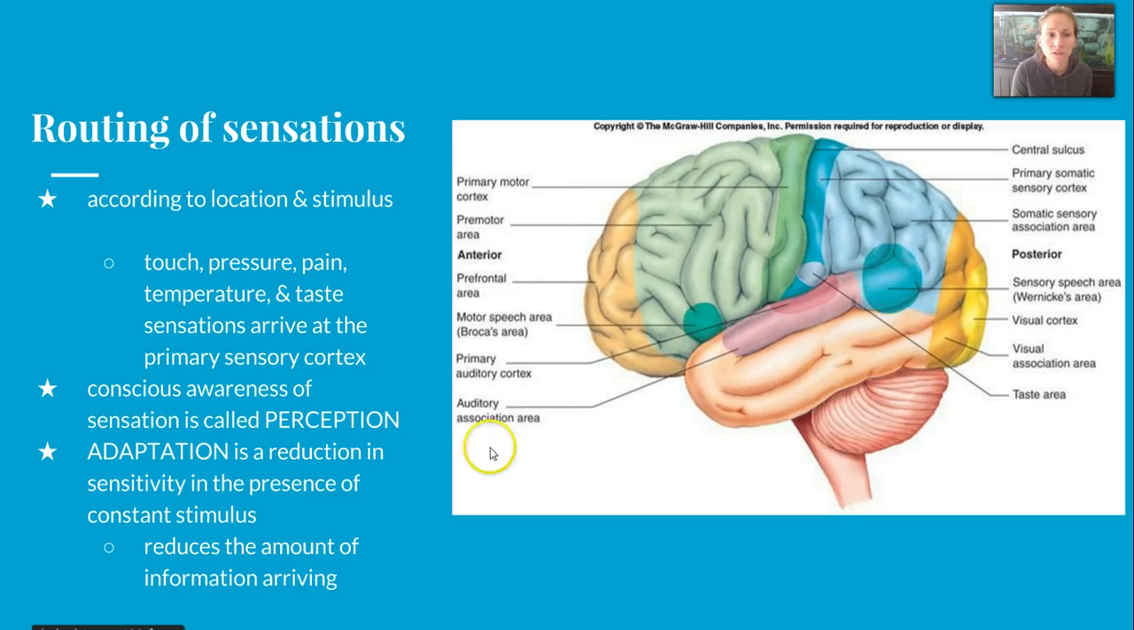The routing of sensations is according to location and stimulus, and our touch, pressure, pain, temperature, and taste sensations arrive at that primary sensory cortex we talked about last chapter. The conscious awareness of a sensation is called a perception, while adaptation in this context is a reduction in sensitivity in the presence of a stimulus that is constantly arriving. So the information that's arriving is reduced through adaptation.